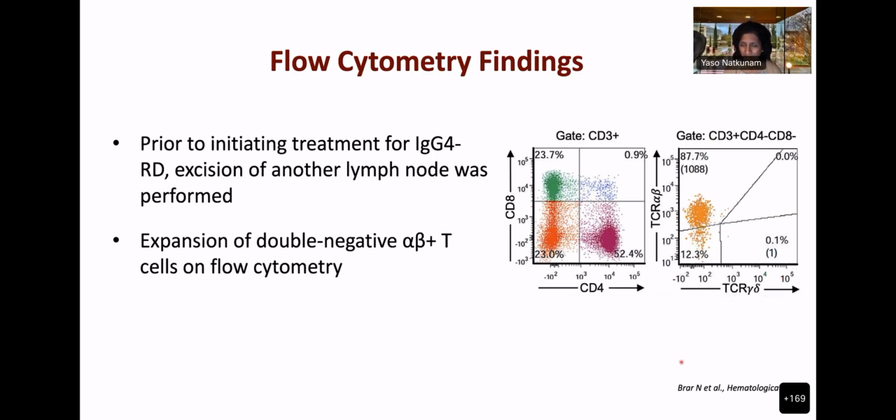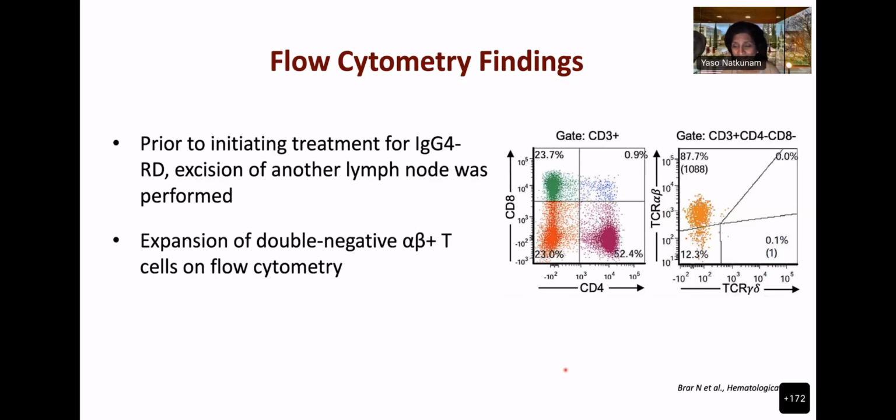Somebody want to tell me what you're seeing here? Yes, you're seeing a CD4 and CD8 double negative population. It's also very skewed T cell receptor alpha beta, hardly anything here. What does that tell you? Does IgG4 related disease have this? No, right. Okay. So something else is going on, and the clinician's suspicion was correct. Something else was going on.